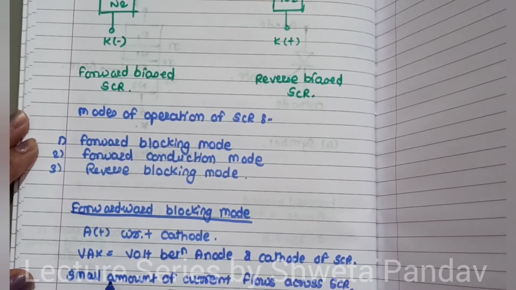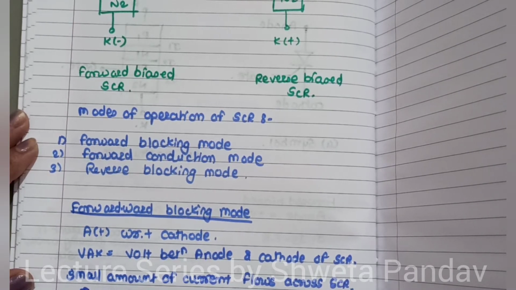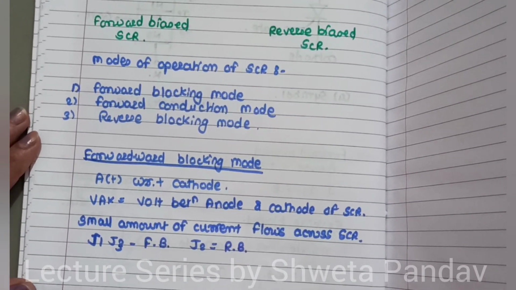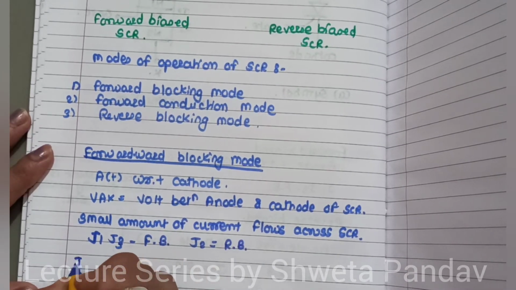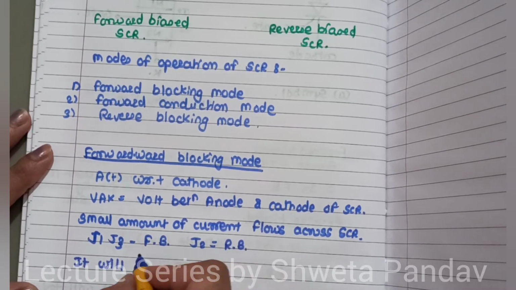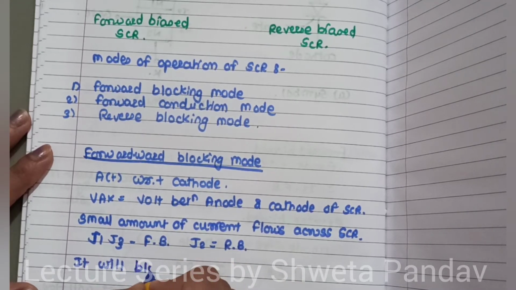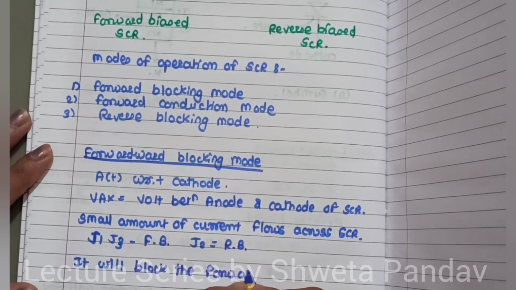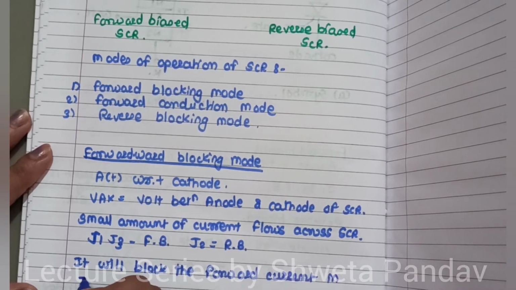Okay, and in this mode, the J1, J2, J1, J3 junctions are forward biased and the J2 junction is reverse biased. As the J2 junction is reverse biased, it will block the current in forward blocking mode. J2 is reverse biased, so it will block the forward current in this mode.